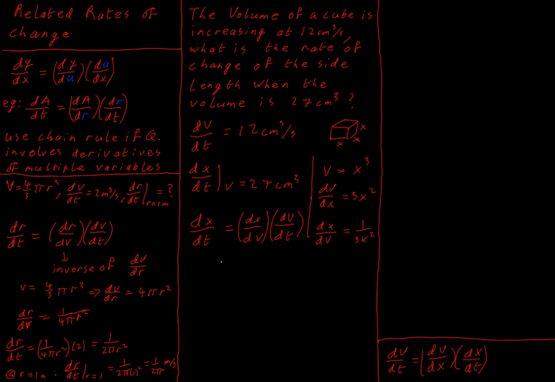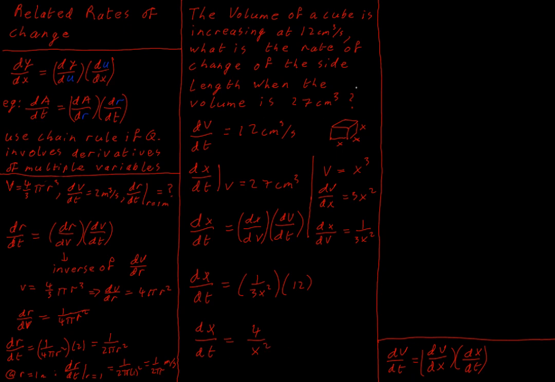Now, I want my dx/dt. I've now actually found my dx/dv already. So I am going to just sub in. It's going to be 1 all over 3x squared. dv/dt, I'm just given in the question, is 12. So dx/dt, I have 12 divided by 3 is 4, so I end up with 4 all over x squared.